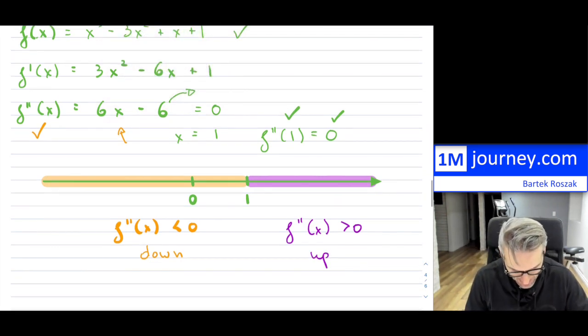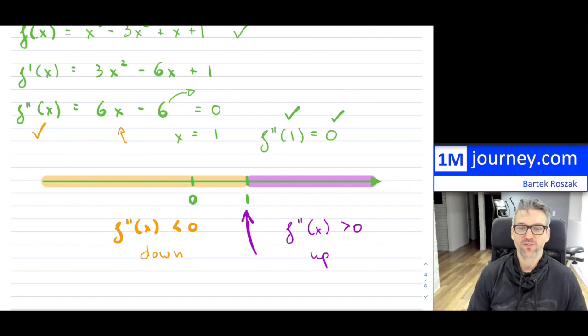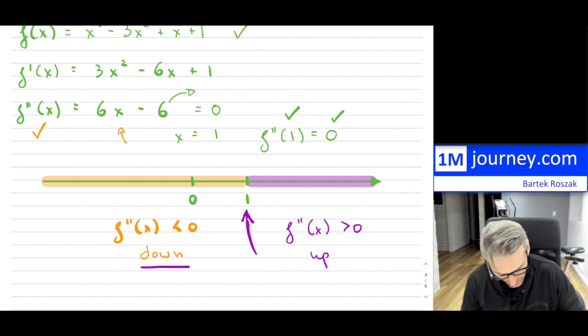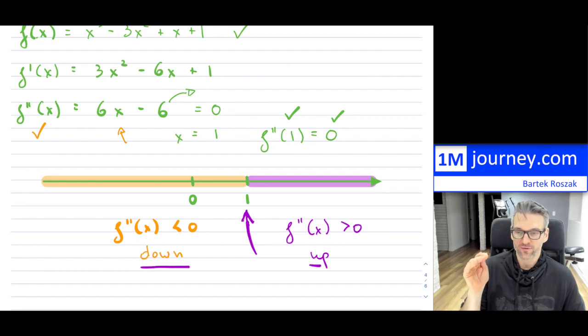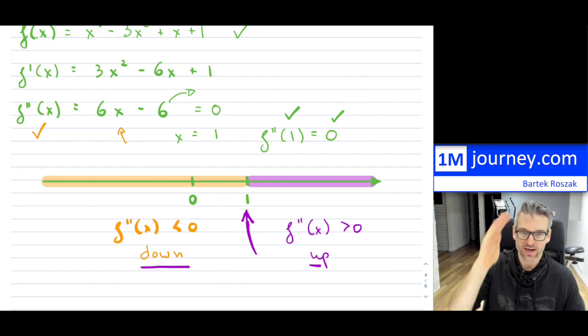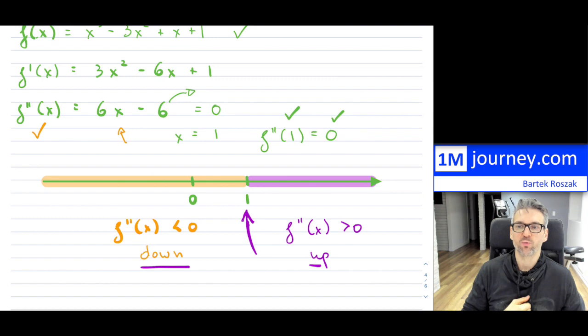So what happens in here? What is that telling us about this point right here? This is an inflection point because it goes from concave down to concave up. So that I know. And with this function, concave down means the function's kind of going like this, and then it turns up, right? And it happens at x equal to 1.